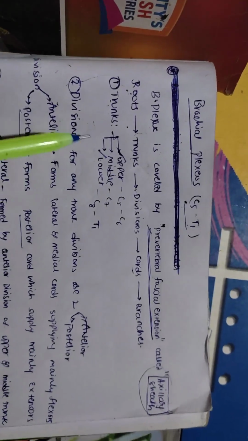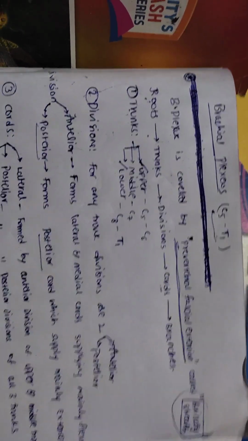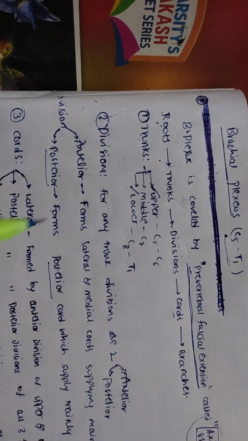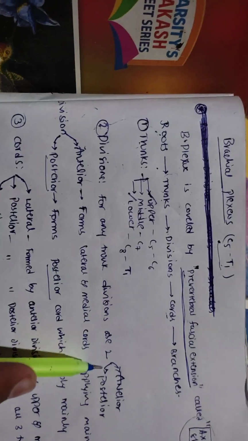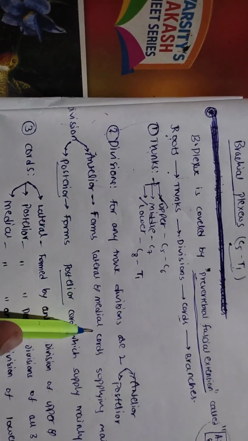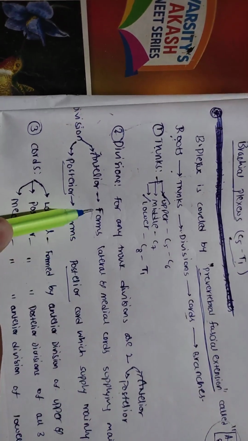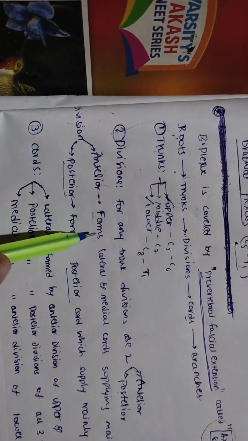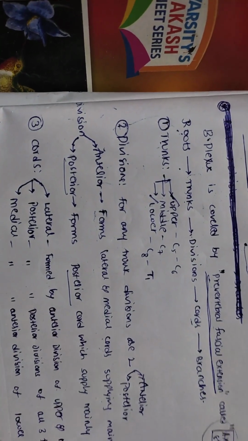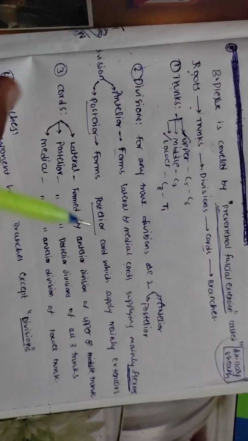Okay. Now, these trunks give rise to the divisions. Any trunk will give rise to only two divisions, no matter what the trunk is. Here you can see, for any trunk, divisions are two. They are anterior and posterior. The anterior divisions form the lateral and medial cords, supplying mainly flexors, meaning we are talking about the upper limb. So the anterior divisions form the lateral and medial cords in the brachial plexus, supplying mainly the flexor muscles of the upper limb. You can see, only the flexor muscles of the upper limb.